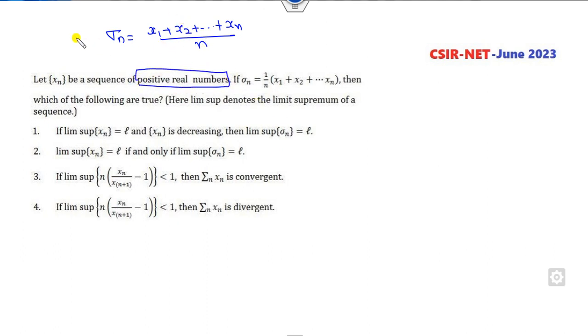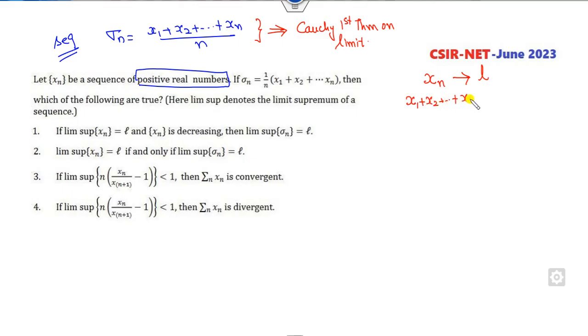Okay, whenever it's a sequence, which thing comes to your mind when you see this result? It's the Cauchy first theorem on the limit. What does the Cauchy first theorem on the limit say? If xn converges to L, then the average of this also converges to L. But remember, the converse is not true.